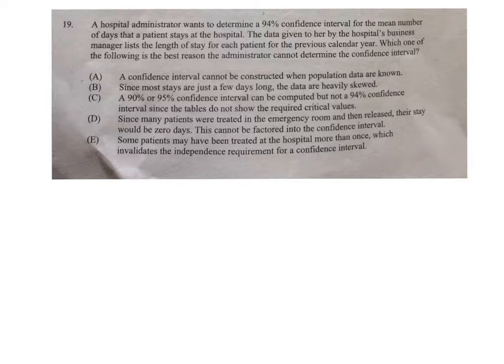Okay, I think this is kind of a tricky question because I feel like the question should say the hospital administrator wants to determine the 94% confidence interval for the mean number of days that the patient stay in the previous year, right? It doesn't say that. It just says stays at the hospital, not for the previous year. Now, the reason I say that is that seems unfair because the answer is A. Confidence interval cannot be constructed when the population data is known.